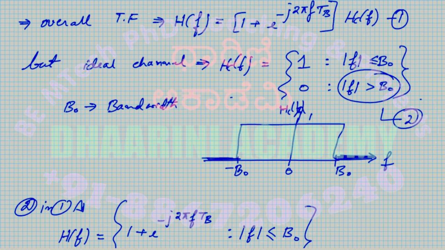So that's what I have written here, right? So 1 when magnitude of f is less than b naught, neglect the negative sign. It may be between 0 to minus b naught or 0 to plus b naught, but the magnitude is definitely between 0 and b naught, right?